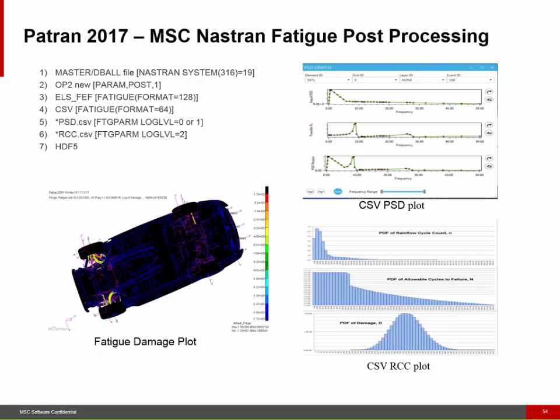And for post-processing, you can use different file formats. You can use the master DBO file or the new OP2. There's also an FEF type of file you can write from MSC Nastran, which can be post-processed in Patran, and also the HDF5 and CSV files. There are also two additional CSV files containing, for example, the power spectral densities: the input, the transfer function, and the output power spectral density. Here you see it's easy to identify the peak frequencies in the PSD in order to find the root cause of your fatigue life.